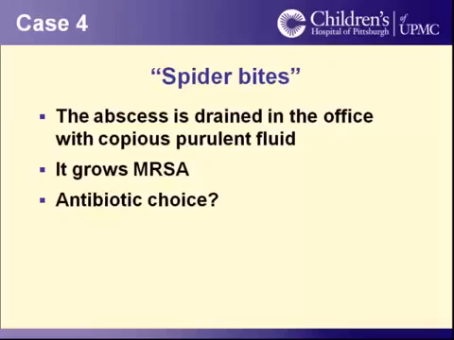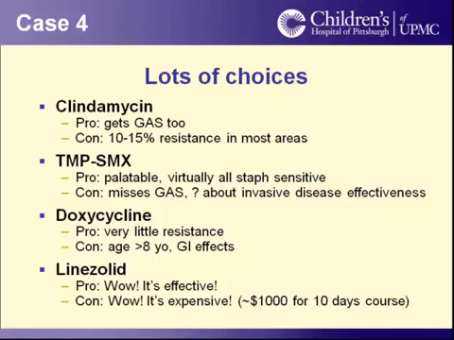So this spider bite is, of course, an abscess that you drain in the office with copious purulent fluid, and very unsurprisingly, given the epidemic of MRSA skin disease in children in the United States, it grows methicillin-resistant Staph aureus. The antibiotic choice here can be quite confusing. You have a number of options. Clindamycin and Bactrim, or trimethoprim-sulfamethoxazole, are the two most common choices.